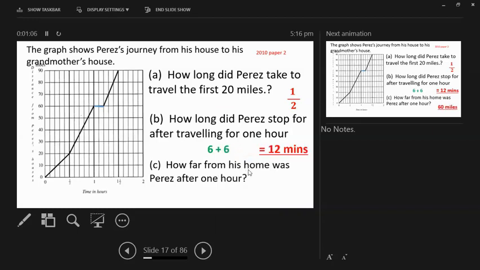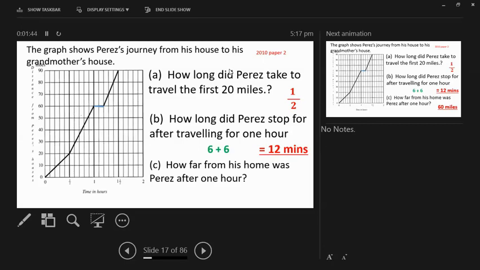How far from his home was Perez after 1 hour? How far? So we go on the 1 hour line. Do not use the microphone, please. Place it in the chat box. Miss McIntosh, can you turn off the microphone for me, please, ma'am? Please turn it off for me because I don't want to have to put you out of class because there are other students coming in and they're dropping off. Okay? Good.